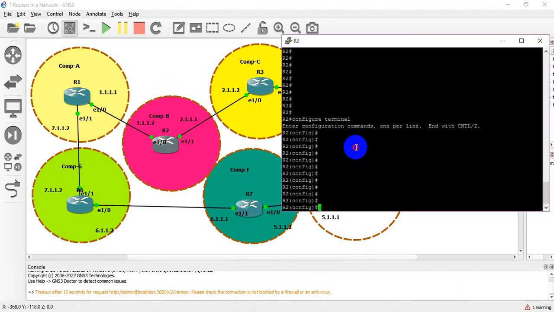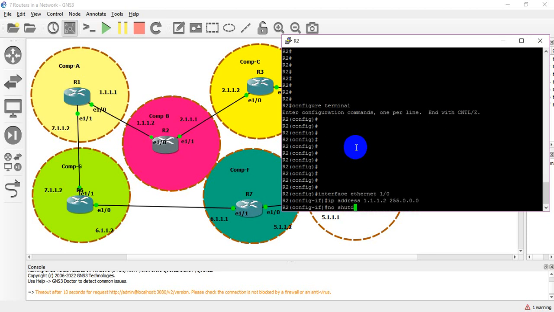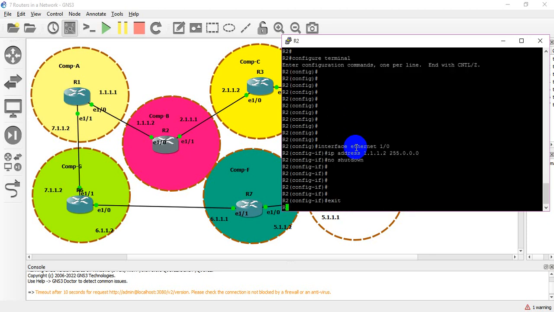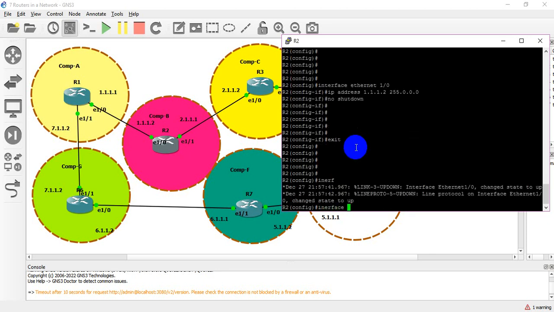Now let's come to router 2 and do the same procedure. If you know the first procedure, then you can do the same thing here as well. How? Right here, interface, ethernet 1 by 0, and IP address is which one? Same procedure with another port of this router as well. Now look at this, change state to up. This port is up for communication now.